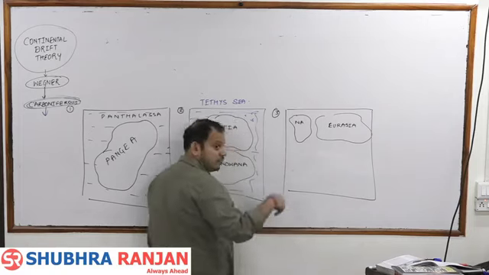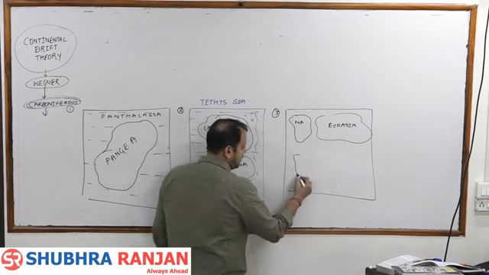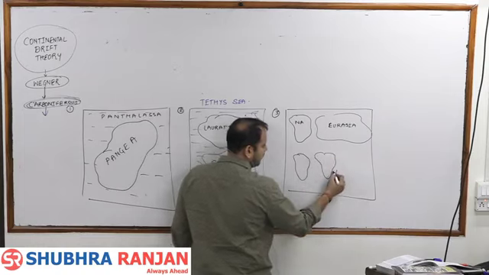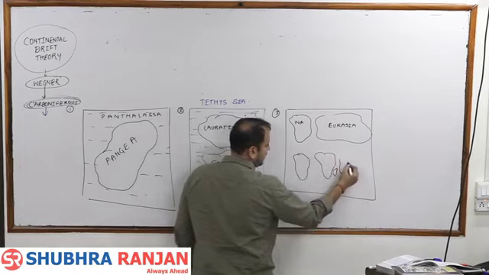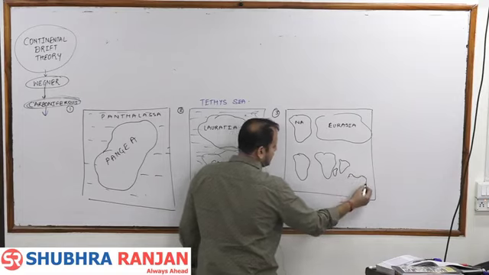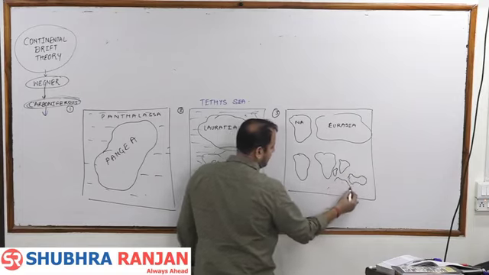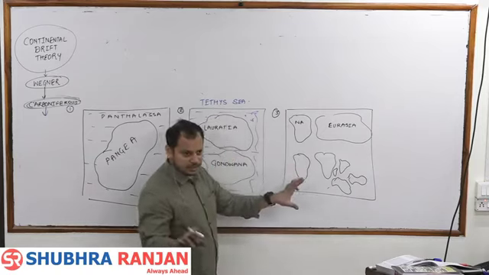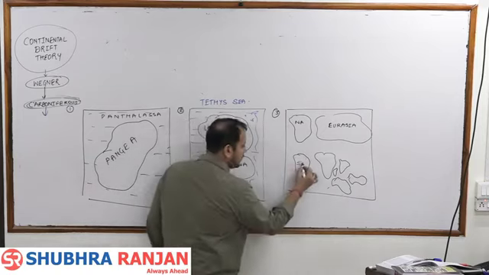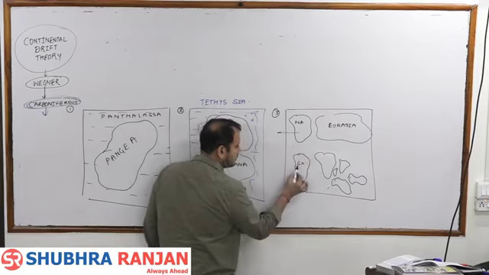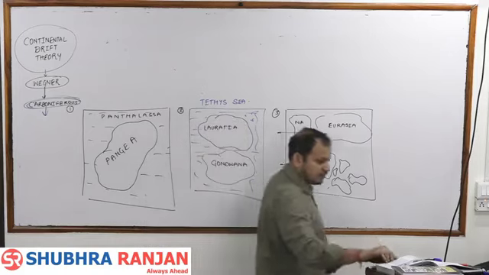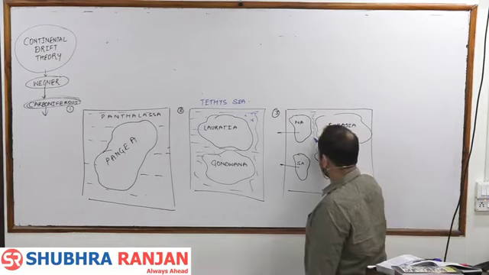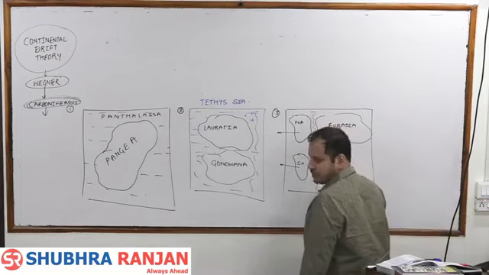The Gondwana broke into many parts. One part became South America, one part became Africa, one part became Madagascar, one part became India, one part became Australia, and the other part became Antarctica. And these continents started moving in two different directions. He said North and South America moved in the westward direction, and as a result of this, water came in between, and this became the Atlantic Ocean.